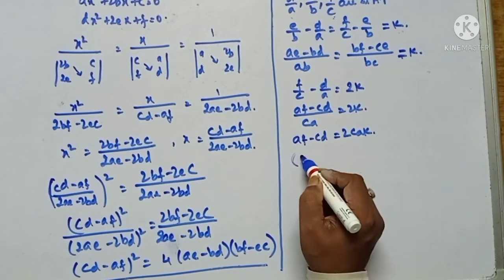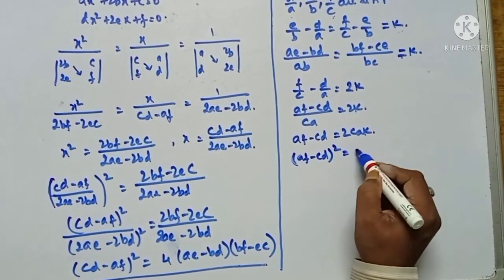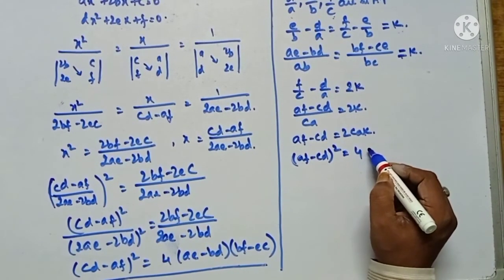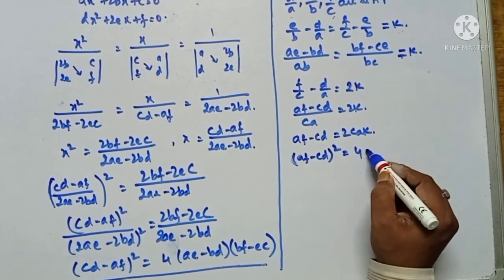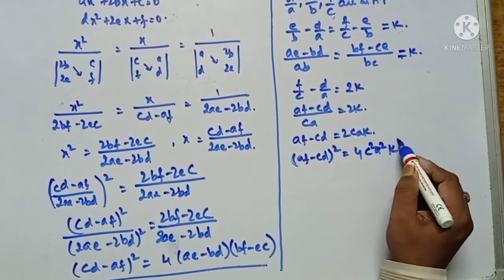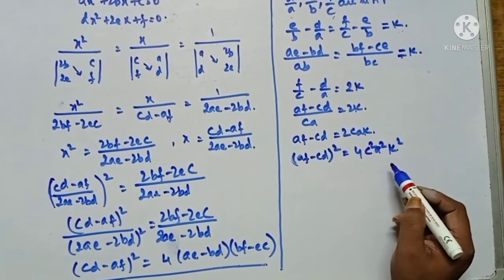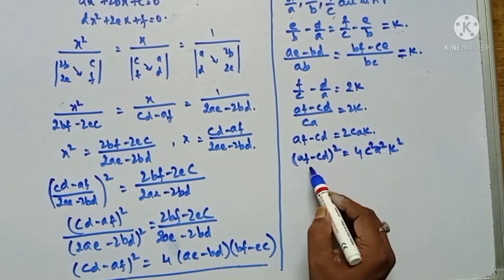If you do squaring both sides, that is (AF minus CD) the whole square, this will be 4c square, a square, and k square. So here you can do like this also.